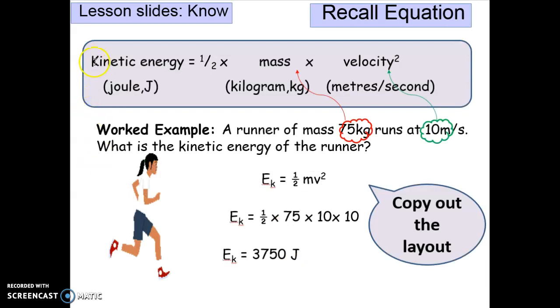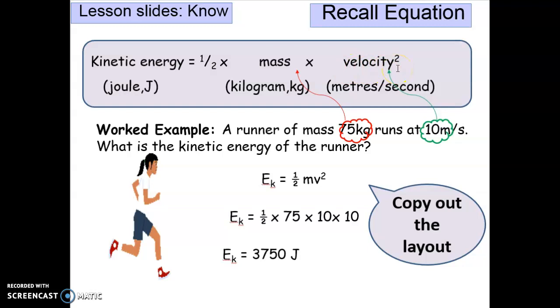This is a recall equation. It looks slightly complicated because we've got a half here and we've got a velocity squared there. Okay, so the 2 things that our kinetic energy depends on are the mass of an object and its velocity.